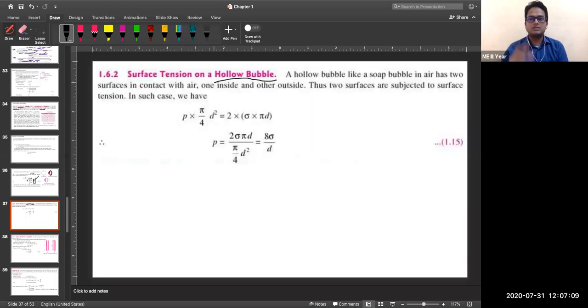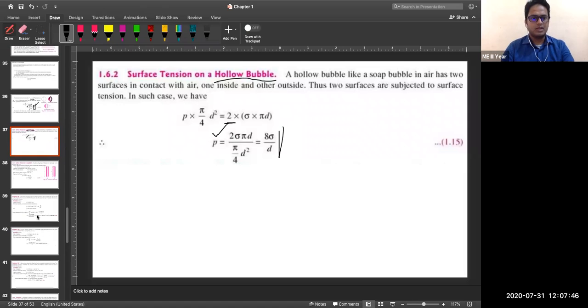The previous one was for your liquid droplet, meaning the entire droplet was volumetric, the volume was there. Now here it is a hollow bubble, like a soap bubble. Soap bubble, from inside you have gas, outside the soap bubble also you have gas. Okay, so here you have two free surfaces. So you have to multiply here by a factor of 2, rest everything remains the same. So what change will you observe? P equals 8 sigma upon d. Previously it was 4 sigma upon d for the liquid droplet. For the hollow bubble it will become 8 sigma by d.